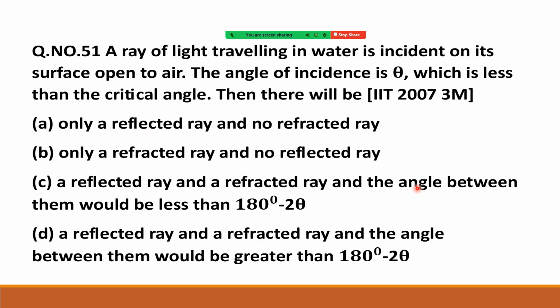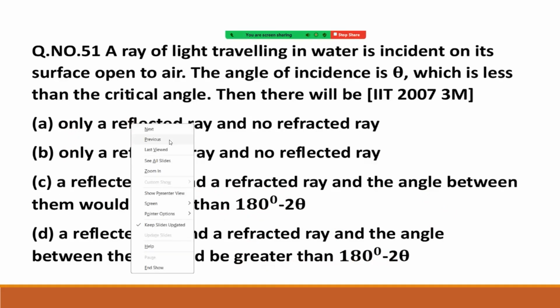So he is asking the angle between them, meaning between the reflected and refracted rays. Between these two rays, the angle is less than 180 minus 2 theta, or greater than 180 minus 2 theta. So just by making a diagram for this, we get clarity.